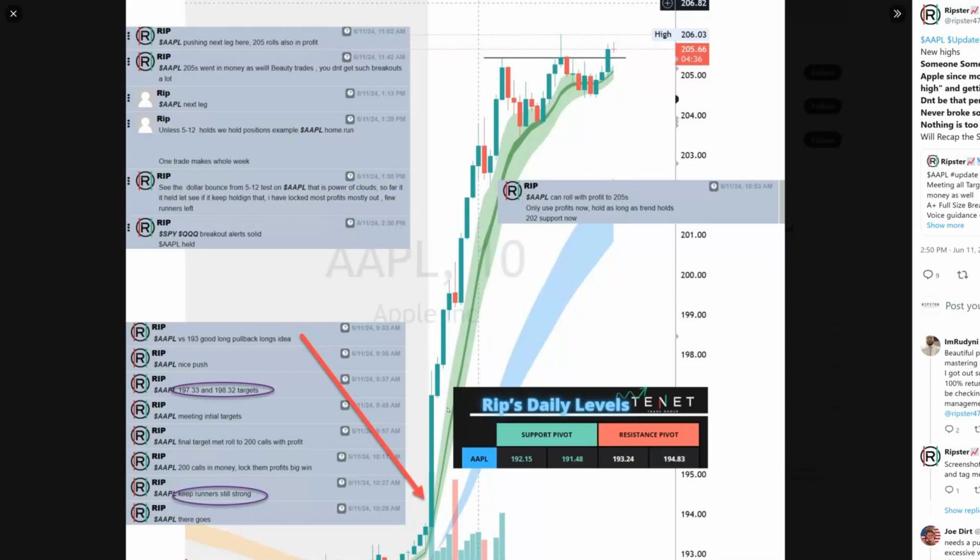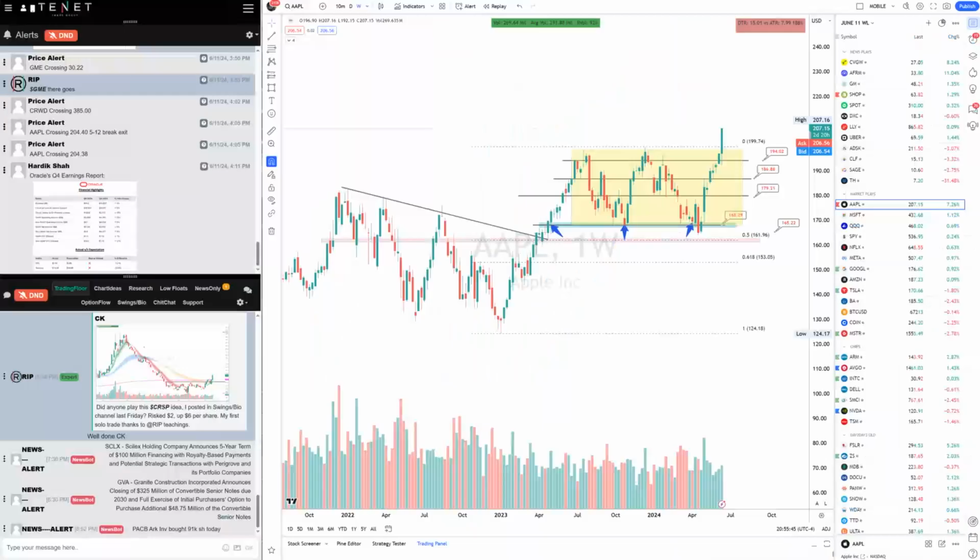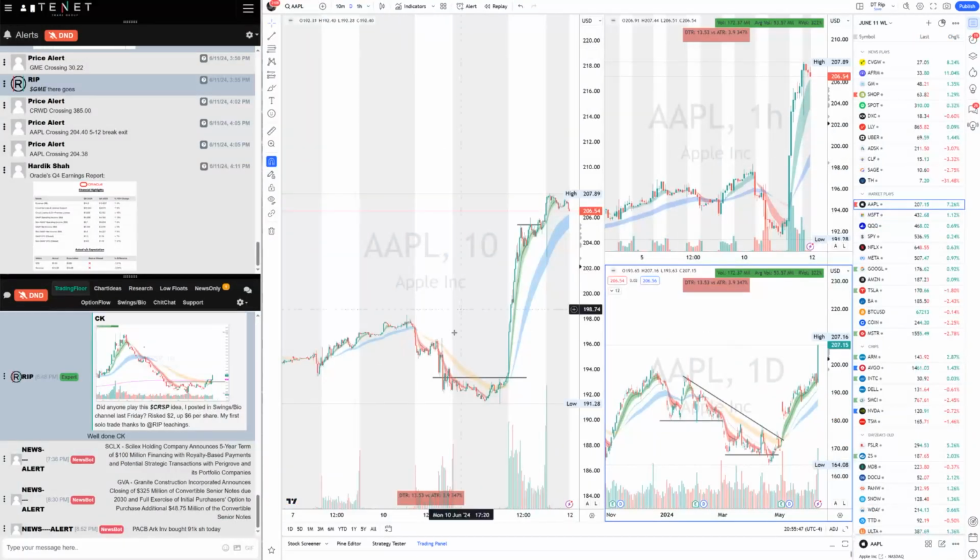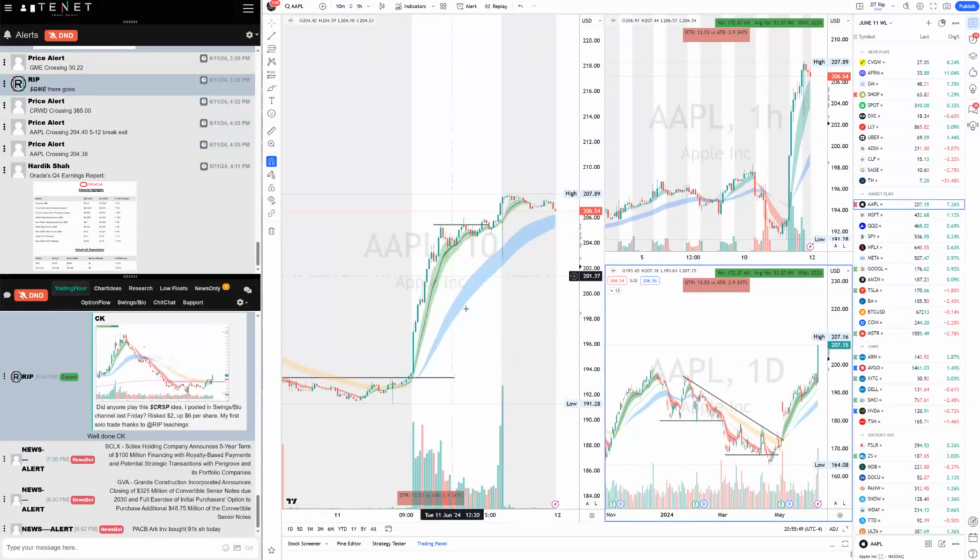Because you have to see that the Ripster Cloud EMA is not breaking down. It's not breaking down. So now many people tell me that it's already running. How do we take it long? How do we take it long? There's many opportunities to take it long.